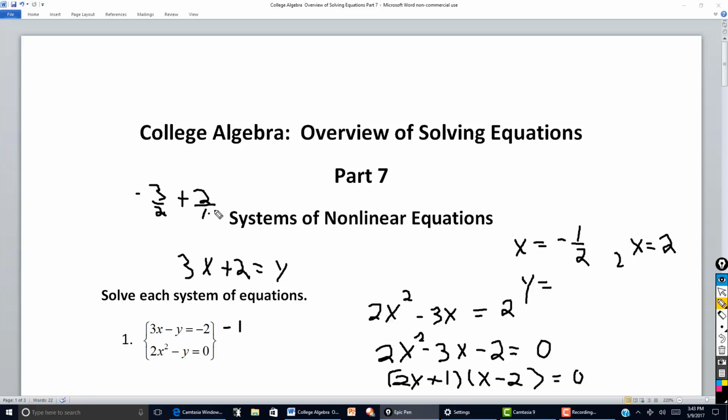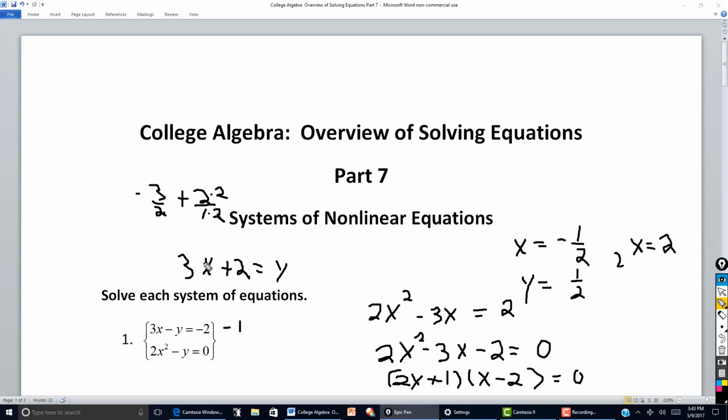So the common denominator is 2, so multiply here by 2 and by 2. So this will be 4 over 2, 4 over 2 minus 3/2 is 1/2. So when x is equal to negative 1/2, y is equal to 1/2. That's one of the points of intersection, so that's one solution.